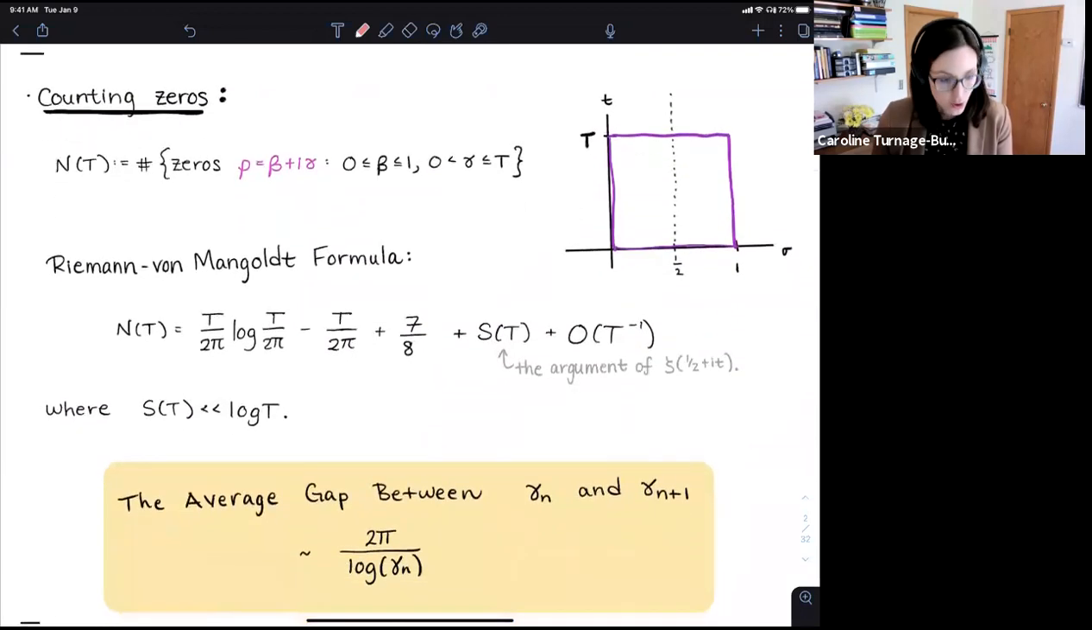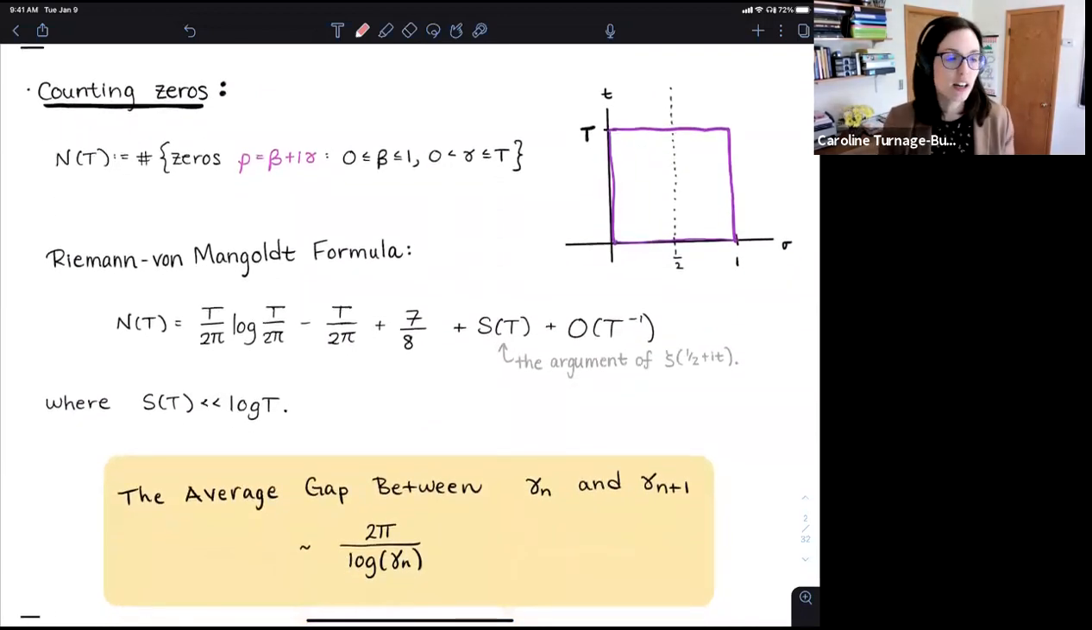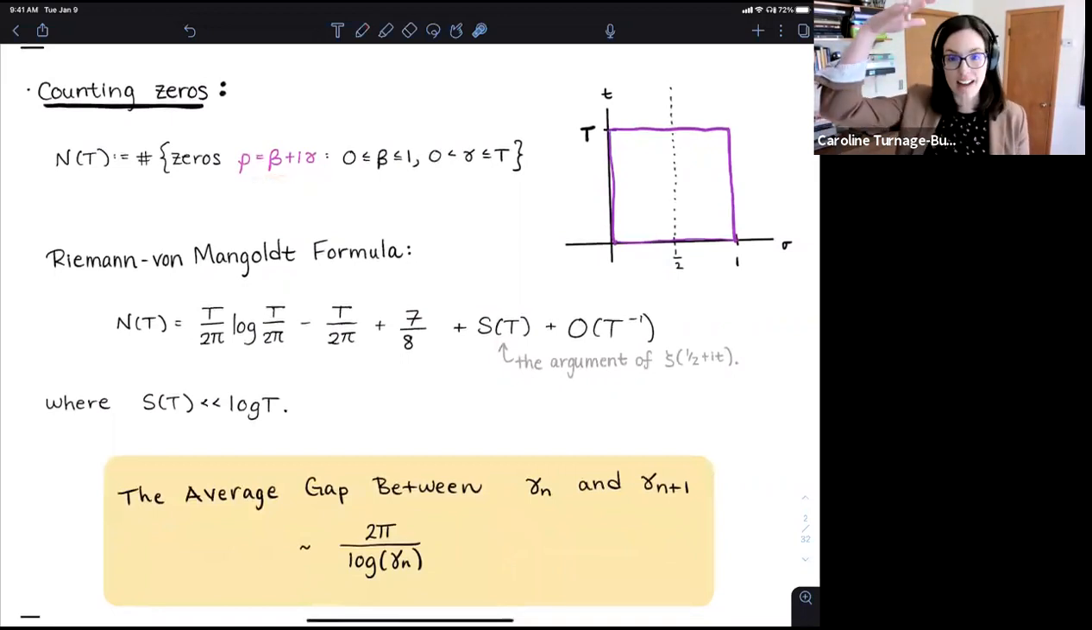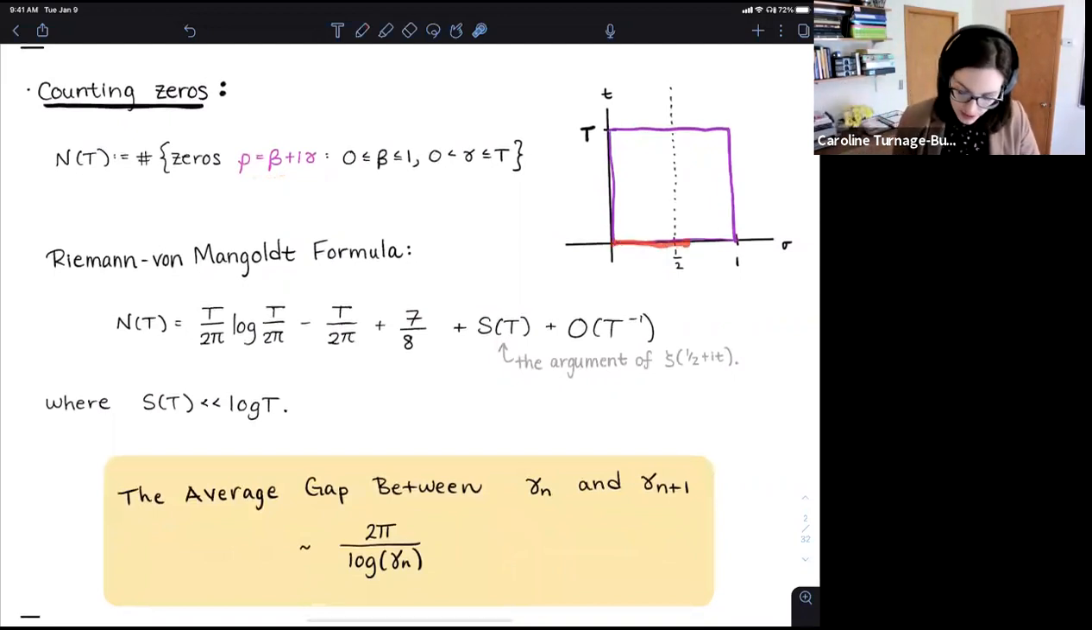Okay, so we can actually say quite a bit without too much work, just using classical results. If you want to count the zeros of the zeta function, we might as well just look in the upper half plane because we have this symmetry. And so let's say we want to count the number of zeros of the zeta function in a box up to height t. This is not assuming the Riemann hypothesis. We have the surprisingly strong Riemann-von Mangoldt formula that tells you how many zeros there are in this box that I've drawn when t is large.